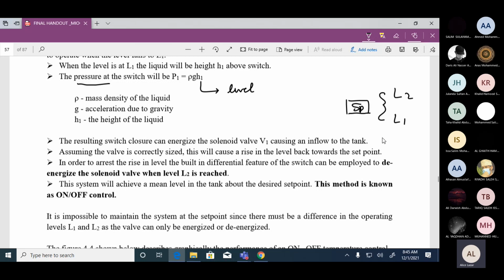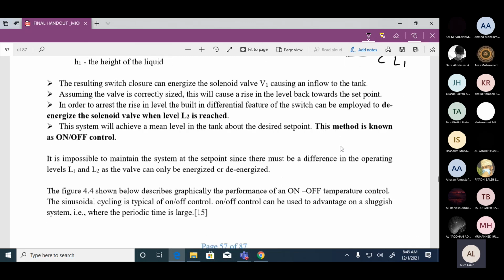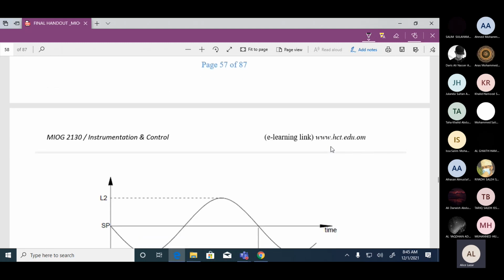So this type of control strategy that we are studying is called an on-off control system. Now the problem with this control system is that it makes the system slow, because as the level is increasing, the switch is switching on, switching off. Now imagine if you have a very large tank, what will happen? It will make the system become slow.